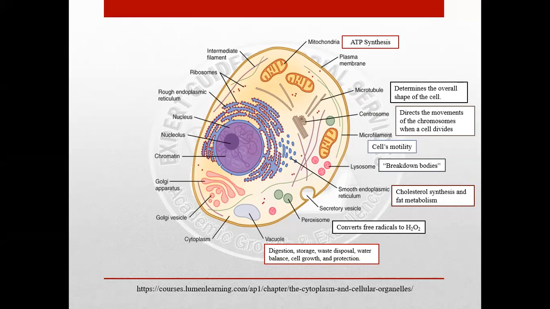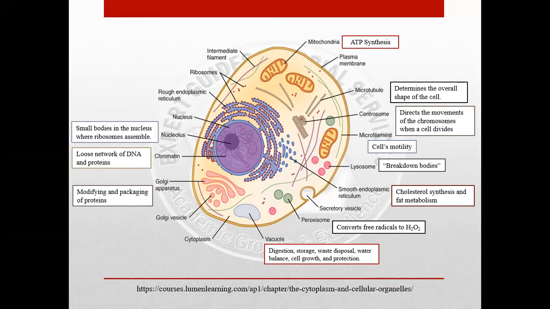Both plant and animal cells have vacuoles, only that plant cells have bigger vacuoles while small vacuoles are present in animal cells. The Golgi apparatus is responsible for modification and packaging of proteins. The chromatins are located inside the nucleus. These are a loose network of DNA and proteins that become chromosomes during cell division.